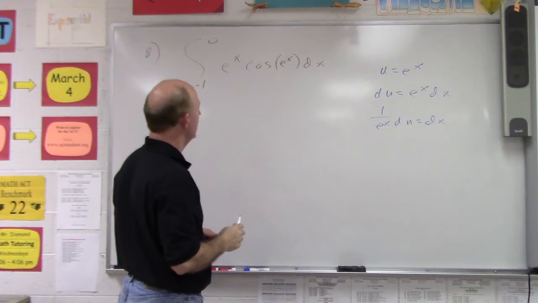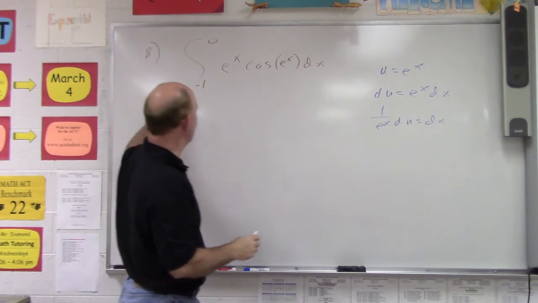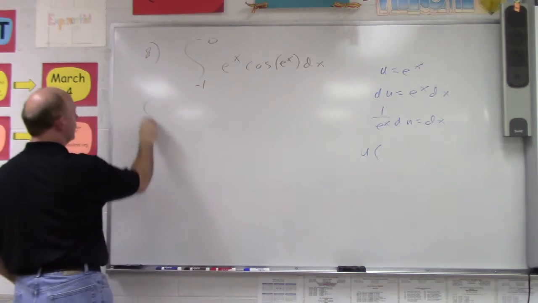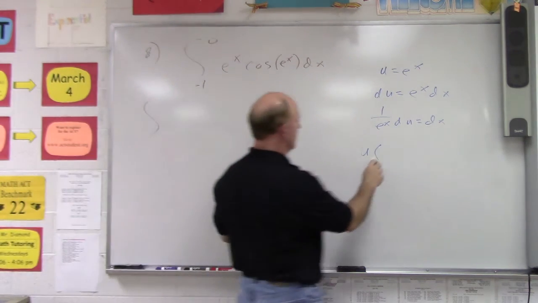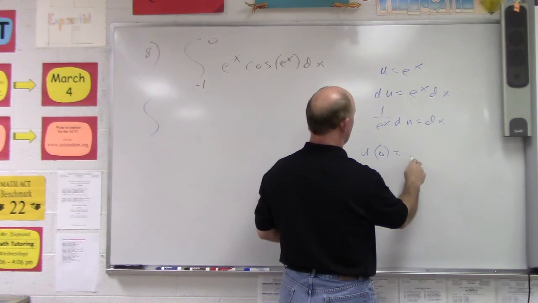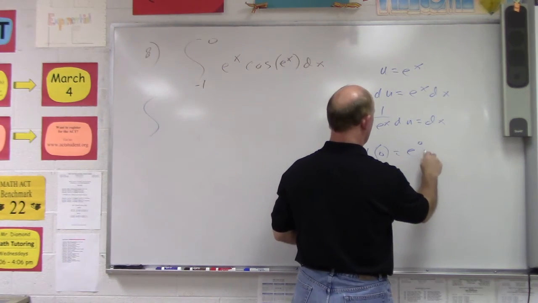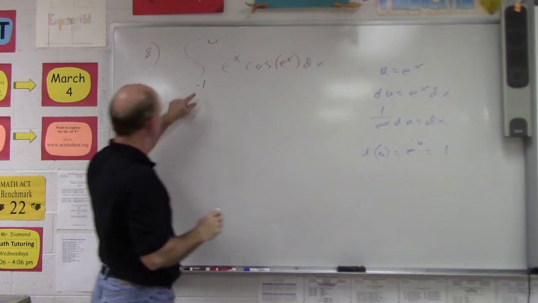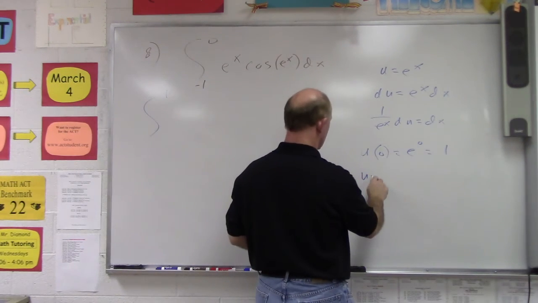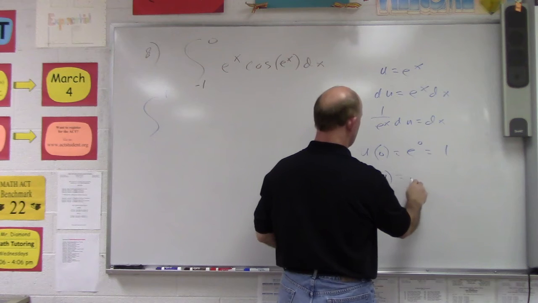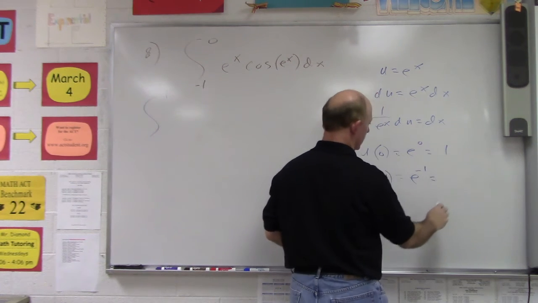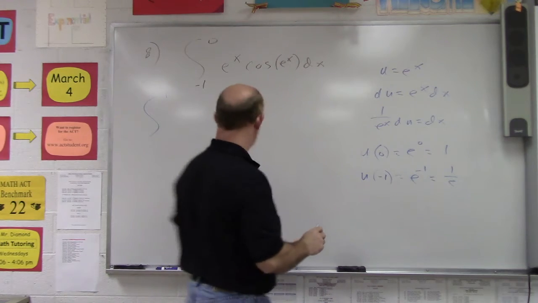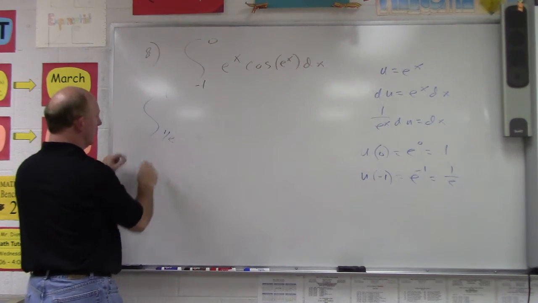Okay. Now, let's also go into the upper and lower bounds too. So we'll do the upper bound. What is our upper bound? So u at 0 will be e to the 0 power, which is 1. So this becomes 1. Okay, let's do the lower bound too. So u at -1 would be e to the -1, which is 1 over e. All right. So the lower bound becomes 1 over e.